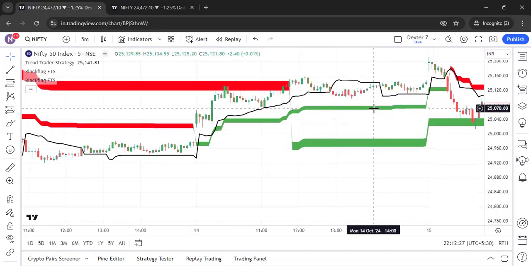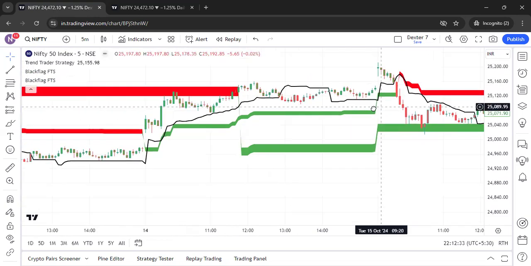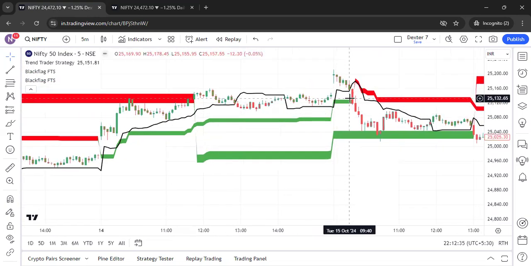You also have to understand that they act as fantastic support and resistance. See, once this got broken, it has already touched the black flag, so the move is anyways done. You might not want to take a trade. But if you want, once this candle is formed, what's the high end of the candle? 25114. The difference is about 46 points. 46 by 2 is 23.